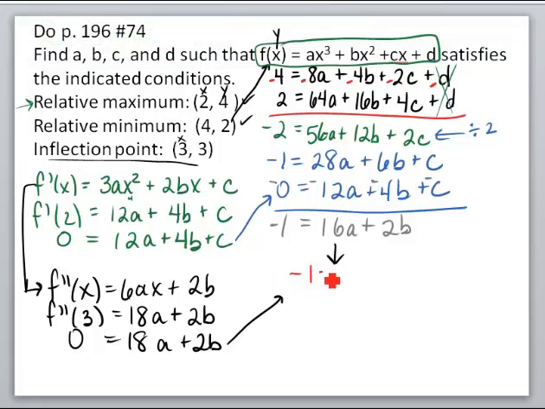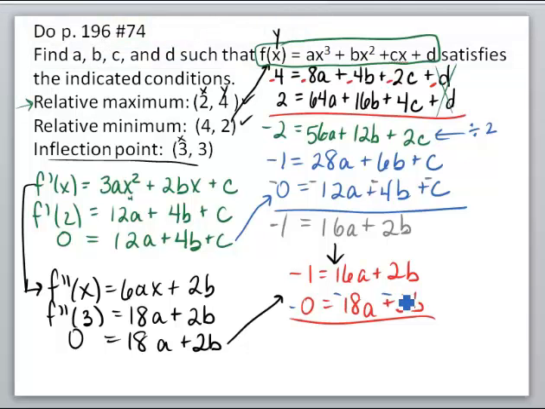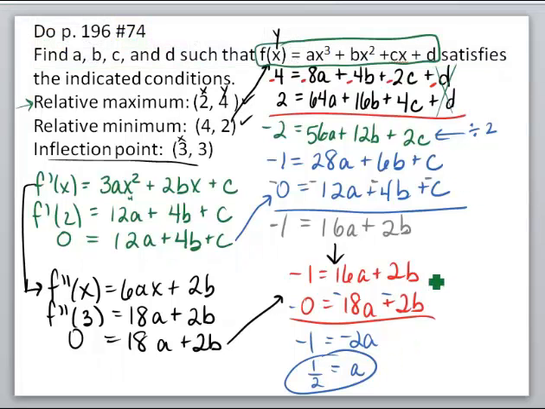I have negative 1 equals 16a plus 2b, and I have 0 equals 18a plus 2b. So we'll go ahead and change all of these to be negative, so they're easily solved. So I get negative 2a equals negative 1. So finally I get one of my values: a is 1/2. Now I'm not quite finished because I'm still supposed to find b, c, and d. And I should be able to do that pretty quickly. I'm trying not to lose people in this, but I'm going to try to get this done quickly.